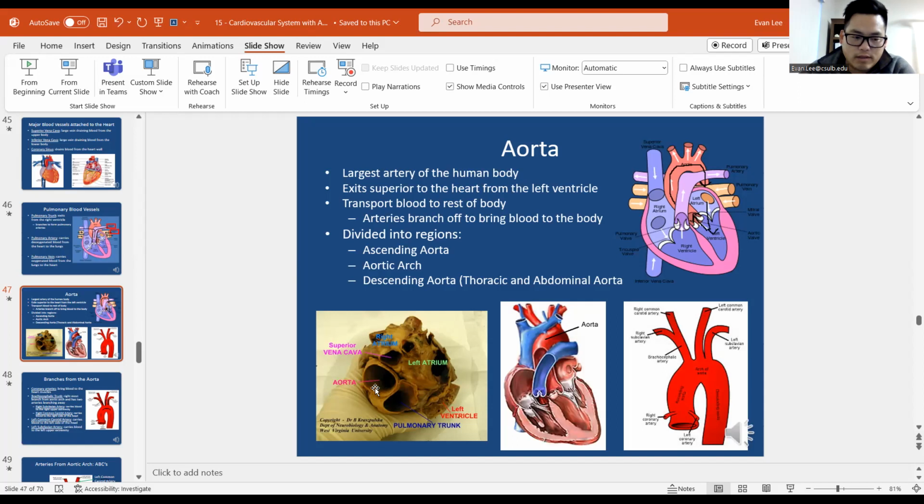Now, if you look at the aorta, there are a few different regions. You have the ascending aorta going upwards out of the heart. Then you have this curved part above the heart called the aortic arch. And then the descending aorta, which technically has two more specific names, thoracic and abdominal aorta, going down through the thorax and abdomen, basically.